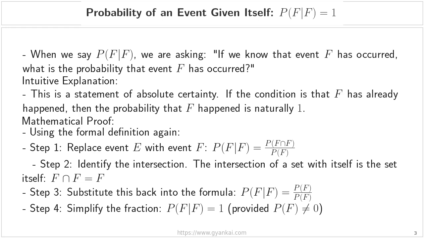Now that we have established that the probability of the entire sample space occurring given an event is 1, let's look at our second property of certainty, which is found on slide 3. This property deals with the probability of an event occurring given itself. This leads us perfectly into our next slide, where we will apply both of these properties to a real-world example involving a 6-sided die.